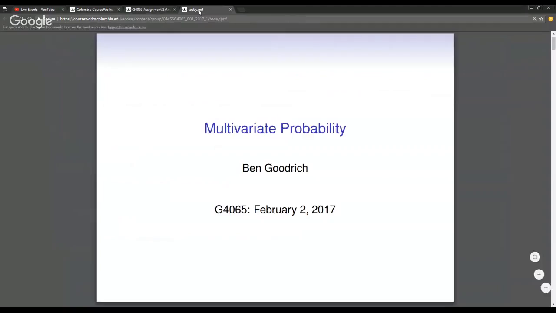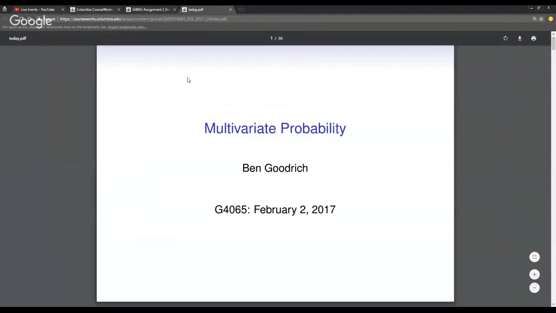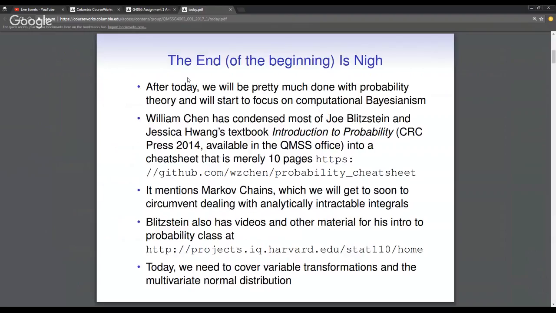So moving on to the slides for today. Good news, we're pretty much done with just the math part of probability. We're going to be using probability the rest of the semester, reinforcing the ideas that we've had in these first few classes, but it's going to be more computation and less math.